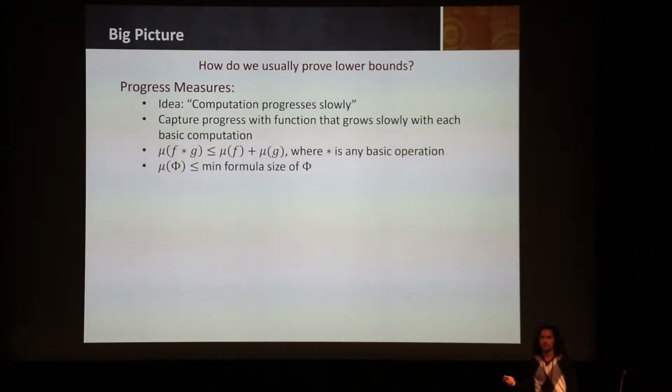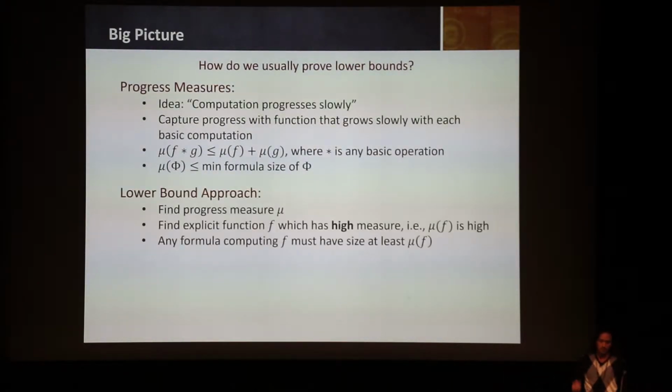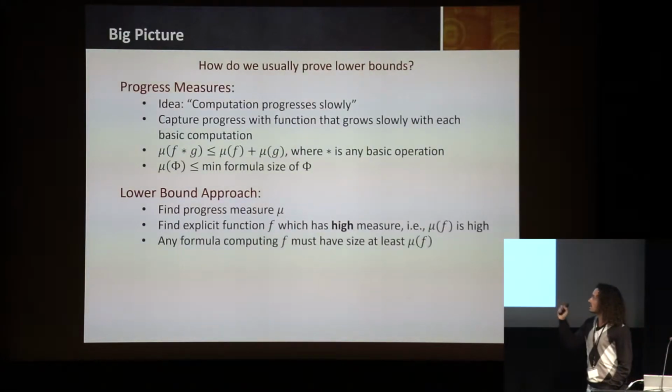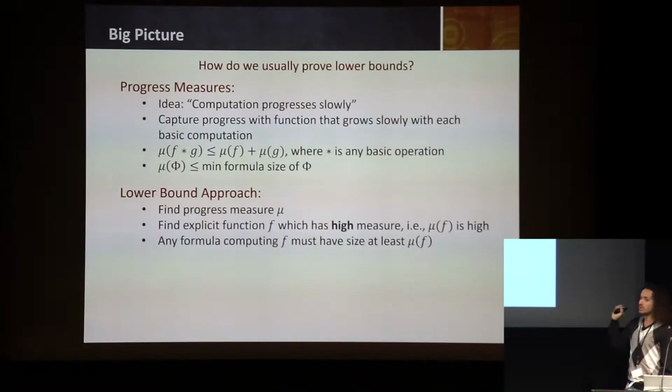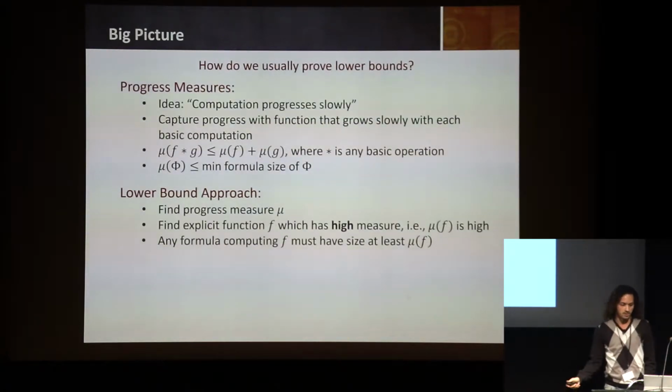And we also need that this measure mu lower bounds the minimum formula size for any function phi. So once we do that, we find this progress measure mu, we find an explicit function f which has really high measure, and then we can prove the lower bound that any formula for f must have size at least mu of f, because the measure lower bounds the formula size.